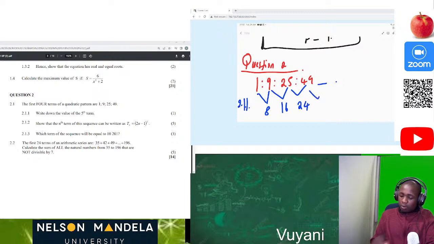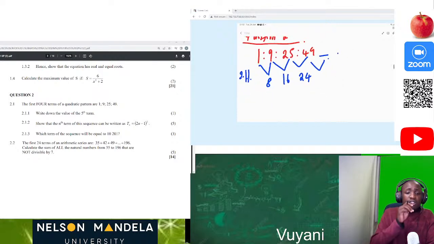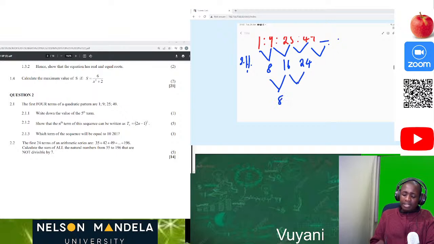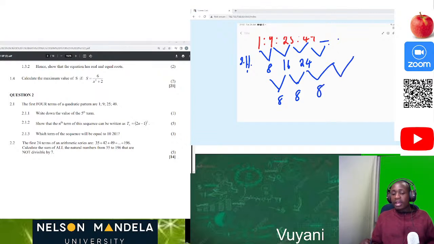Now we are hanging in here. Now let's look at our constant second difference. Because this is the first difference, let's look at the second difference. 16 minus 8, we get 8. 24 minus 16, we get 8 as well. So 8 is our second constant difference, which means here we are also going to have 8, and here also 8.